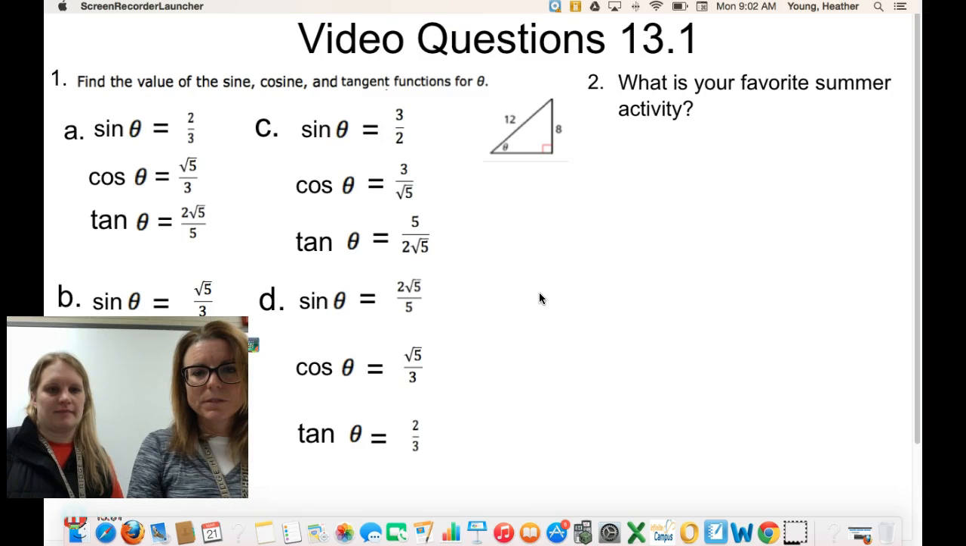What is your favorite summer activity? There's the triangle you're using, by the way. Right. And there you go.